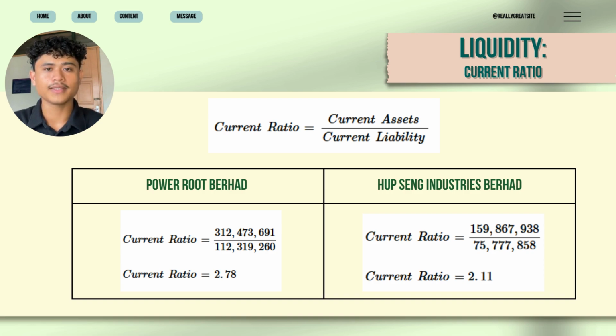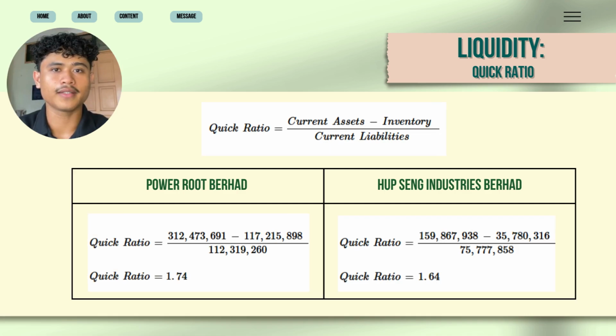Comparing the two companies, Power Root has a higher current ratio of 2.78 times compared to Seng's 2.11 times. This indicates that Power Root is in a stronger short-term liquidity position. However, both companies have a current ratio above 2, suggesting that they are financially sound and capable of meeting their short-term liabilities comfortably.